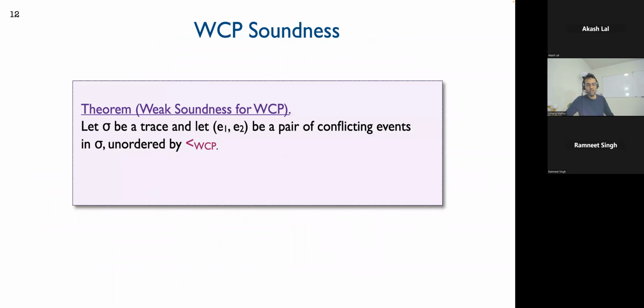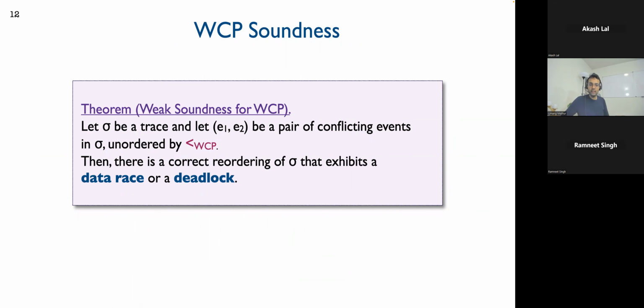So let's talk about soundness now that we are already there. This is the guarantee. The guarantee is that if you have an execution sigma, and you have two events which are a pair of conflicting events, and these two events are also unordered by this partial order, then there is a correct reordering of this execution which exhibits either a data race or a deadlock.